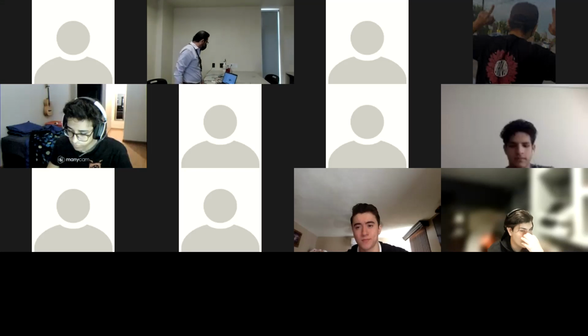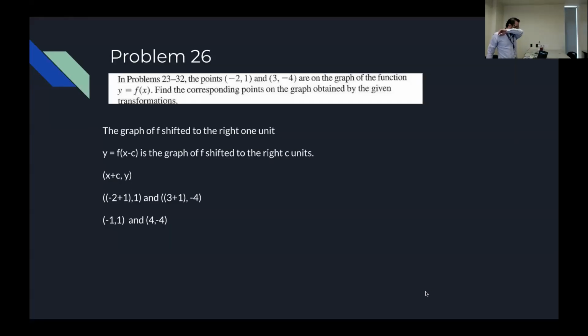Let's go with House Deadly Signs, and we've got problem 26, please. Okay, problem 26 is that the graph is shifted to the right 1 unit. So in the value of x, we put +1 in each point. And at the end, the result was -1, 1, and 4 minus 4. Correct, perfect.